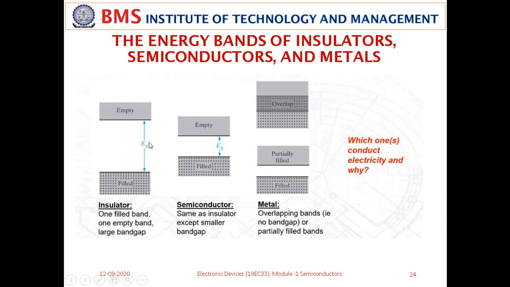but Eg is going to be very large. For example, take diamond, Eg is 5 electron volt. So here there is one filled band, which is the valence band, and there is one empty band, which is the conduction band, and there is a large forbidden gap between those two bands. These kinds of materials are called insulators. You need to supply a lot of energy to move an electron from the valence band to the conduction band.